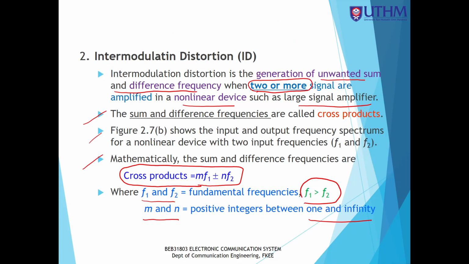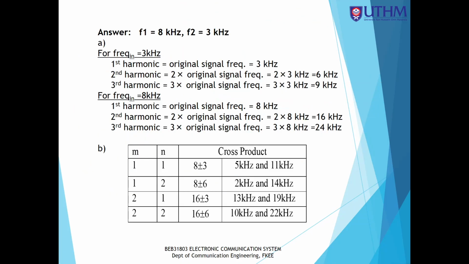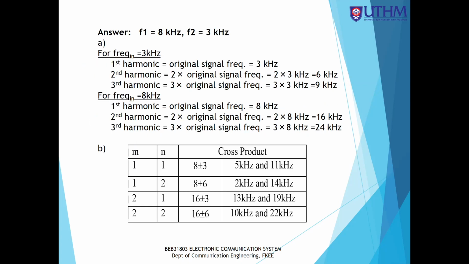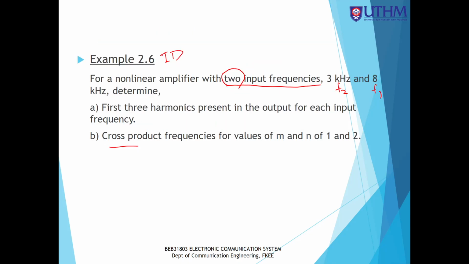I go back to the previous slides. You see that we can assign F1 to be the higher frequency compared to F2, so that we do not produce a negative frequency, because negative frequency does not exist. So in this case I will put F1 here and this is F2. It doesn't matter, F1 and F2.